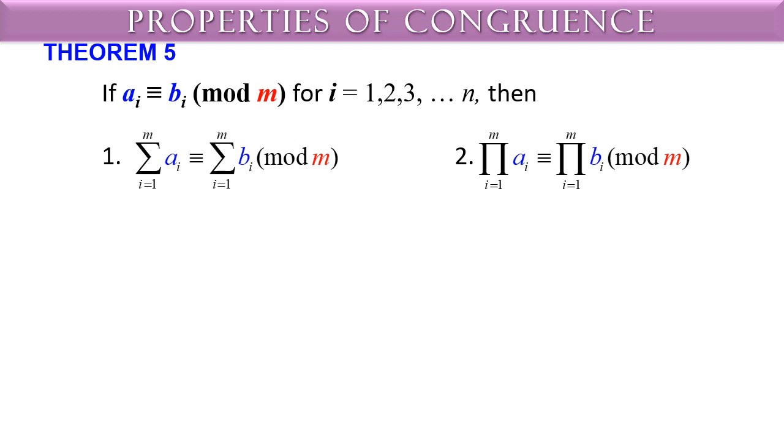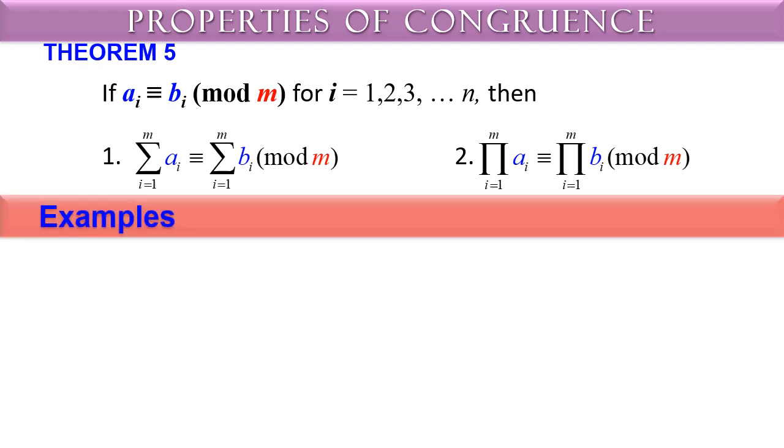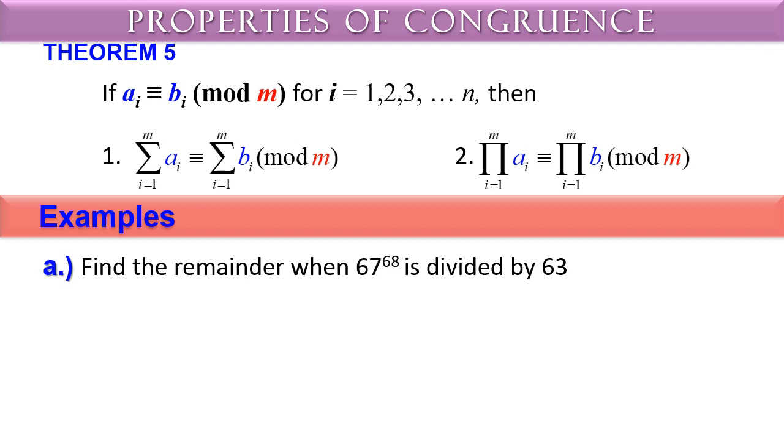And the product of A sub i from i equal to 1 to n is congruent to the product of B sub i from i equal to 1 to n modulo m. To show that this theorem is true, let's cite some examples. Find the remainder when 67 raised to 68 is divided by 63. To answer this, we need to determine the cycle of base 67 modulo 63 until we get a remainder of 1.